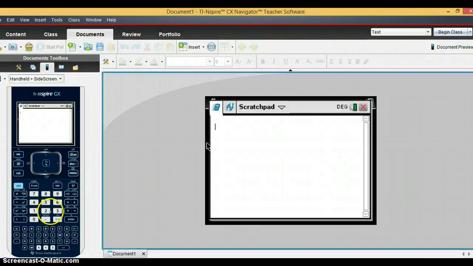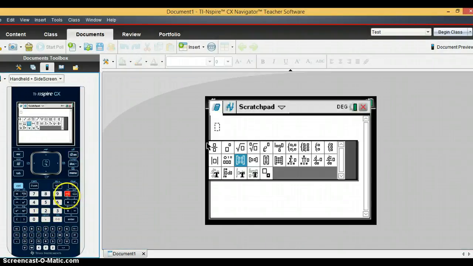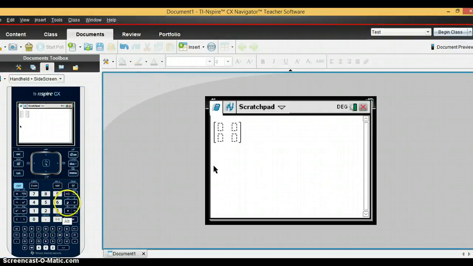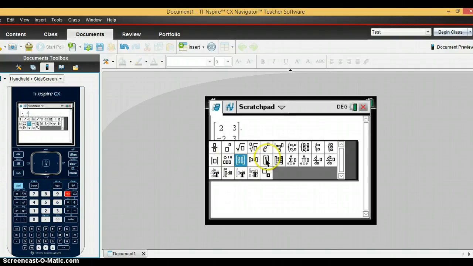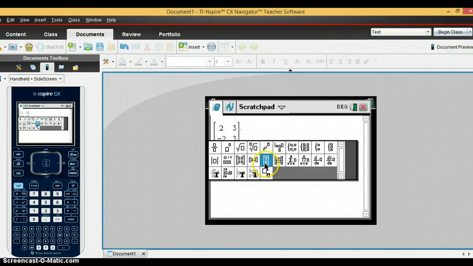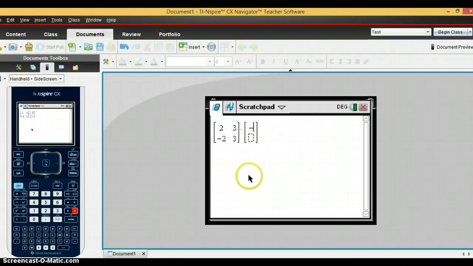So go to our calculator, press this one right here next to the book. Our first one is a 2 by 2. And we have 2, we have 3, come back over here, we have negative 2, and we have 3 again. And we're going to multiply that by this one right here, and that's going to be negative 2 and 14.